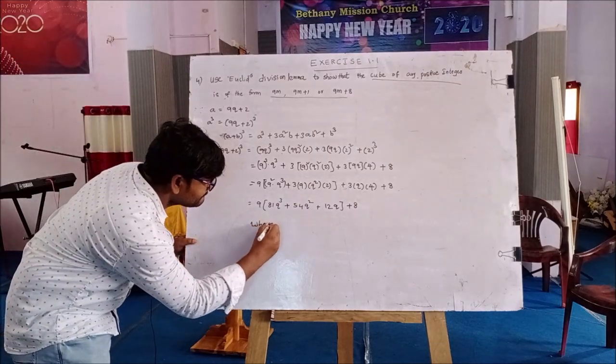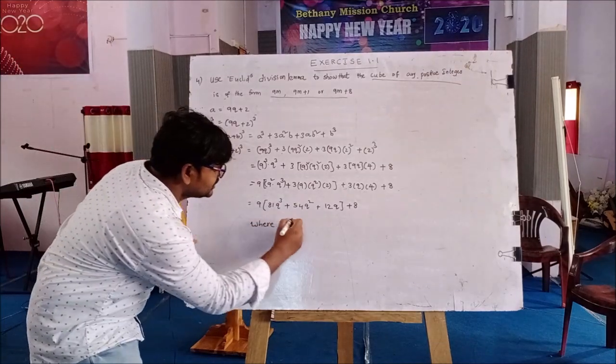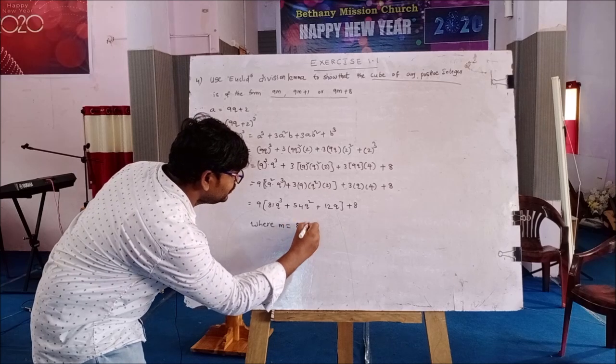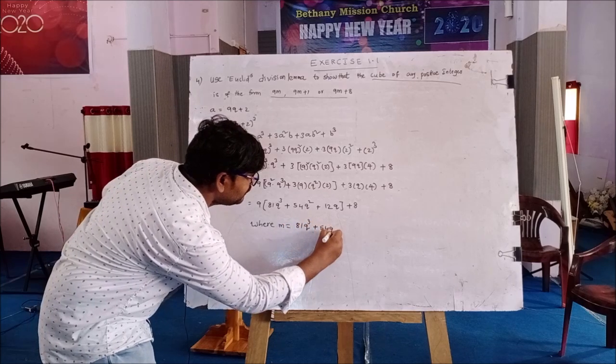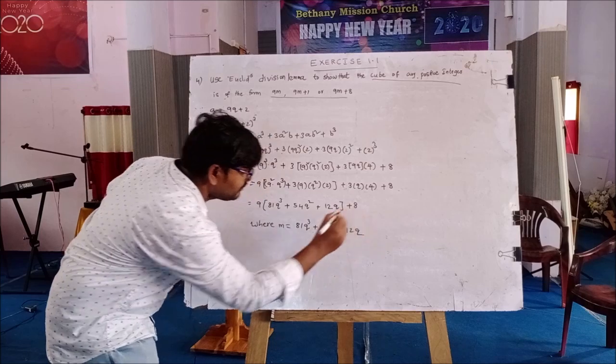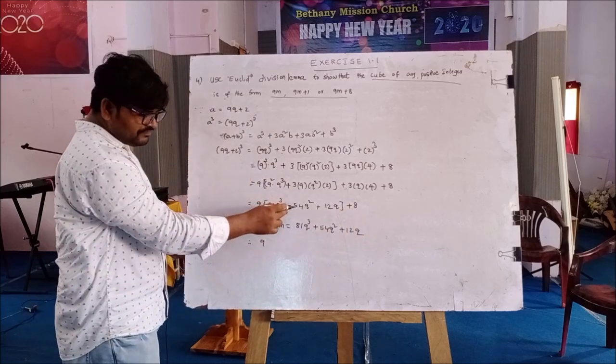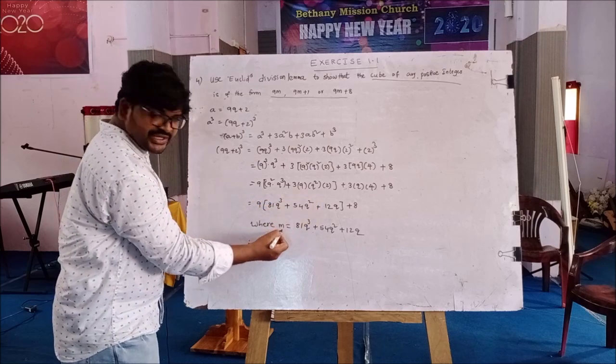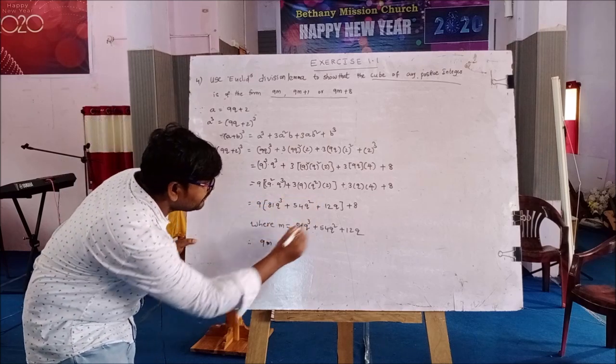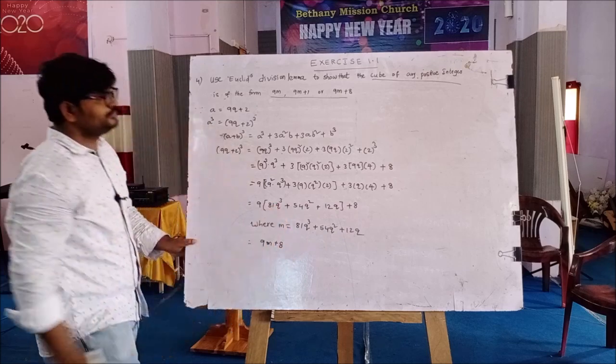Where m equals 81 q cube plus 54 q square plus 12q. Therefore 9 into the value of 81 q cube plus 54 q square plus 12q equals m. So 9 into m, 9m plus 8.